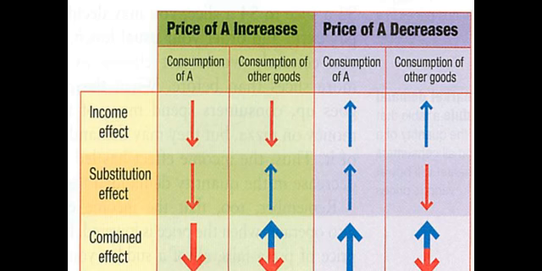If you look at the price of A, we're looking on this side here. The price of A increases. With the income effect, the consumption of A is going to go down and the consumption of other goods is going to go down. With the substitution effect, the consumption is going to go down for that good, but consumption of other goods is going to go up. With the combined effect, the consumption of A is going to go down, but the consumption of other goods is going to go up. And when the price of A decreases, you see that the opposite occurs.